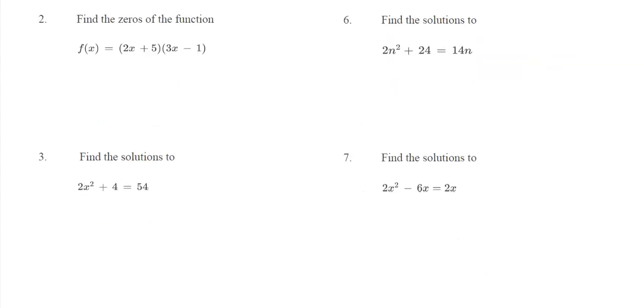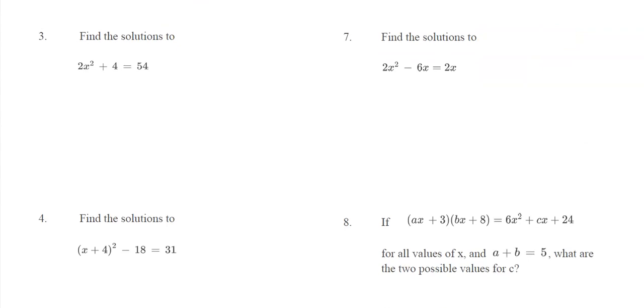Keep on going. Number 7. One thing strikes me a little bit different: I see an x squared term, I see an x term, and I see another x term, and there's no number. There's no constant. So that might call for a little bit different reaction. Let's see what we got. Let's set it equal to 0. And I get 2x squared minus 8x equals 0.